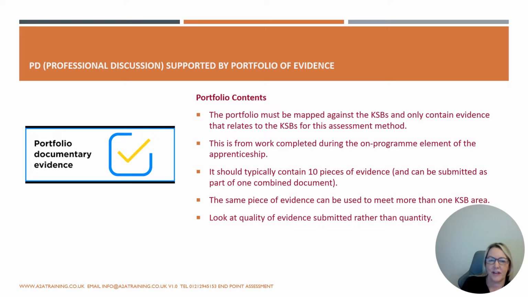So the portfolio must be mapped against the key skills and behaviours, the KSBs, and only contain evidence that relates to the KSBs for this particular assessment method. This is from work completed during the on-programme element of the apprenticeship and should contain around 10 pieces of evidence. The same evidence can be used for more than one KSB area, and we're looking here at the quality of the evidence rather than quantity.